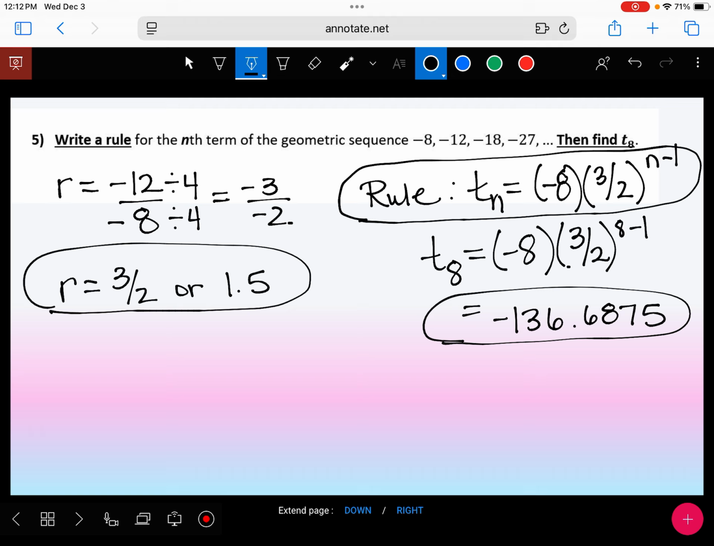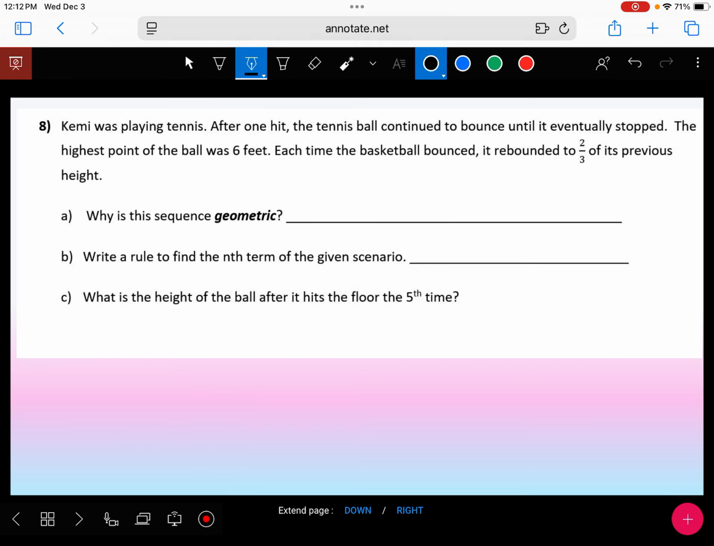All right, couple more questions and then we will be done for today. Let's talk about the bouncing ball. We're skipping all the way to number 8. So skip all the way to number 8.